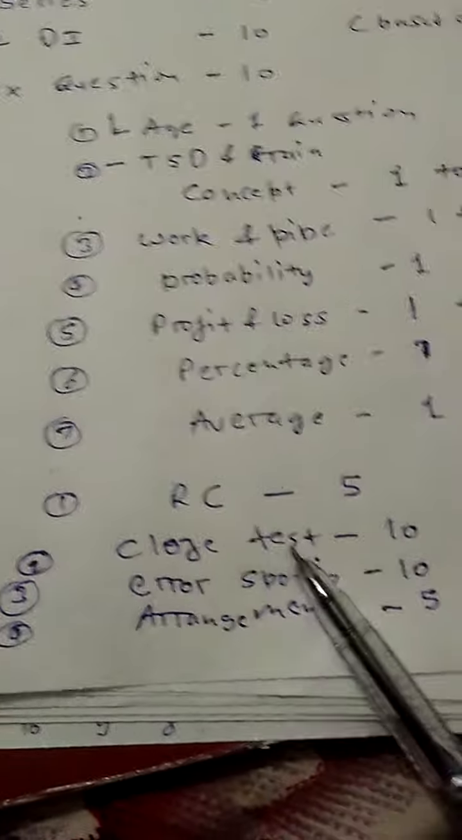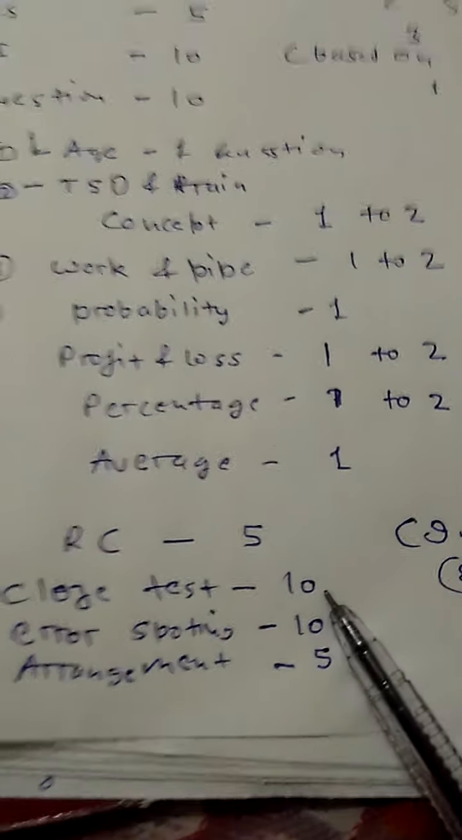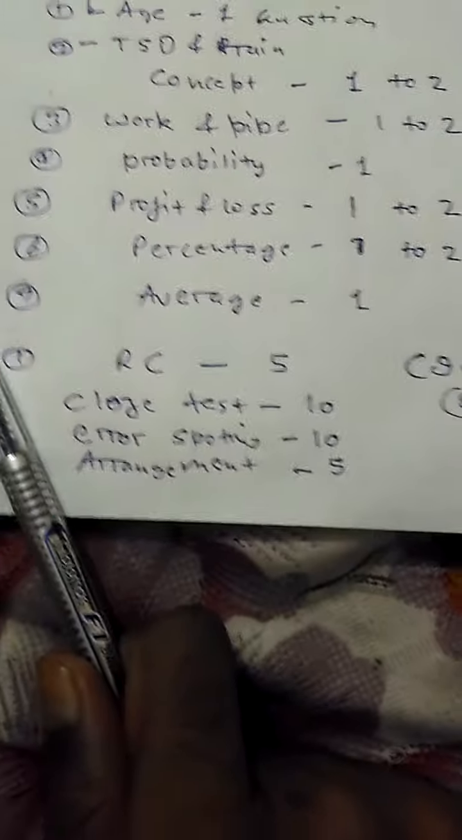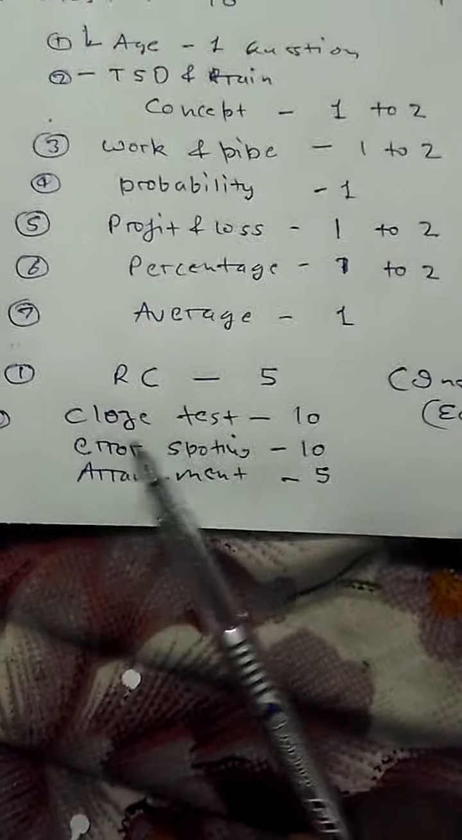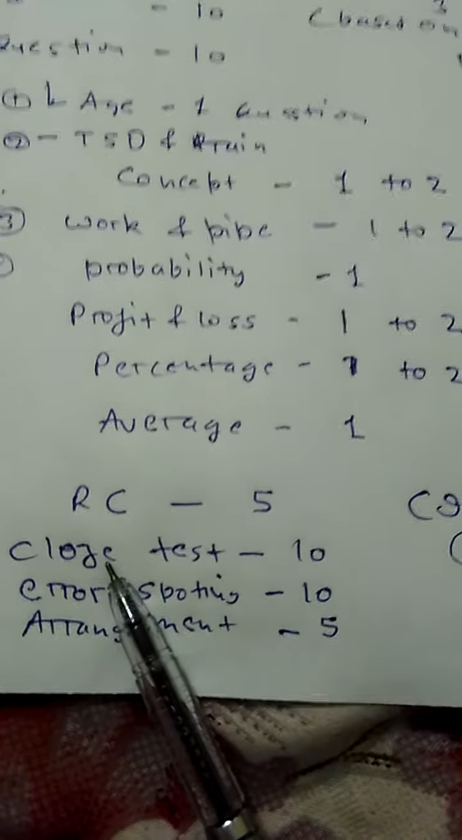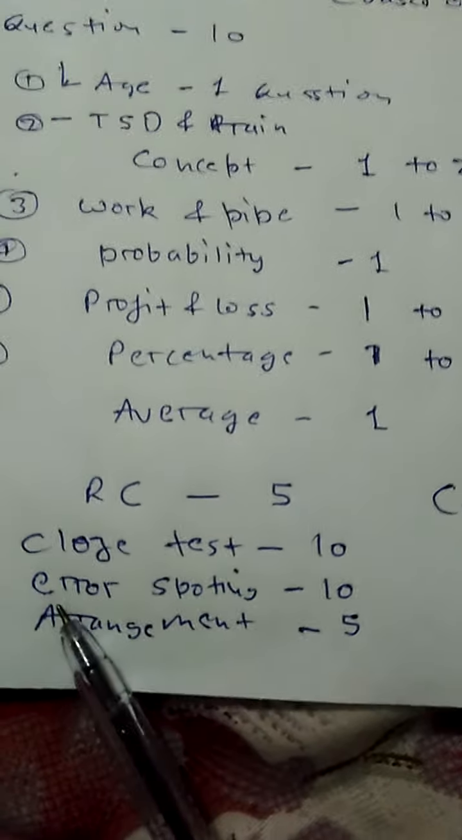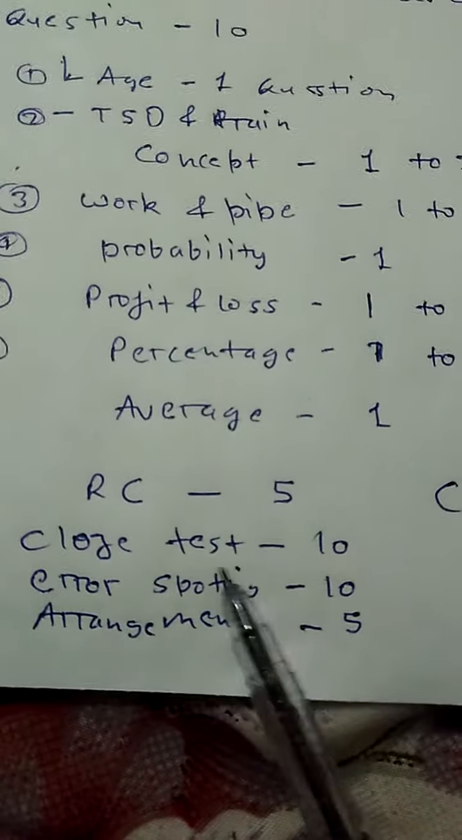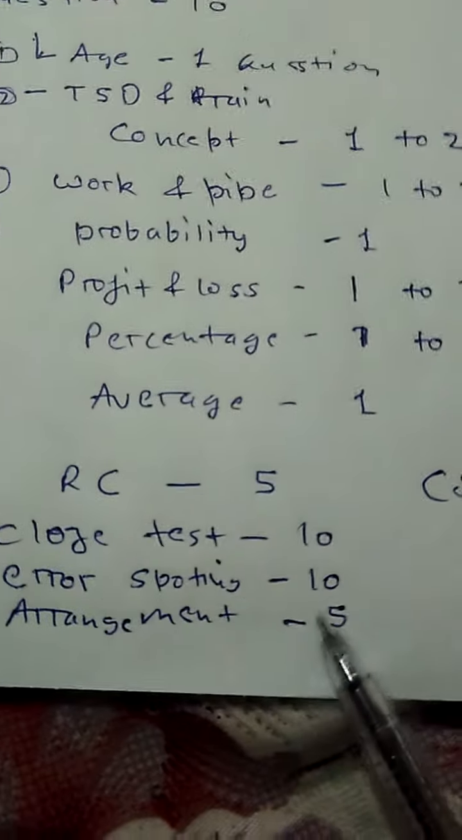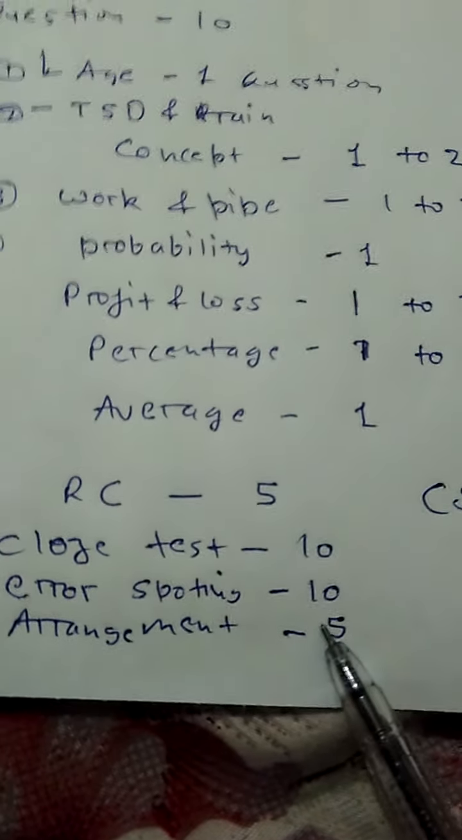The second concept is cloze test. It gives 10 marks, and if you have knowledge of vocab and a little grammar, then you can easily solve the cloze test. The third section is error spotting. It is totally based on grammar. So my advice is that for the papers to be held on 22, 23 or 27 October, please read the grammar portion, and it gives 10 marks. And in the arrangement, you can achieve 2 to 3 marks.